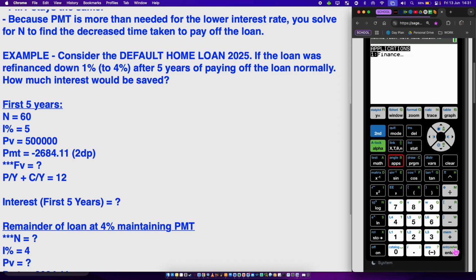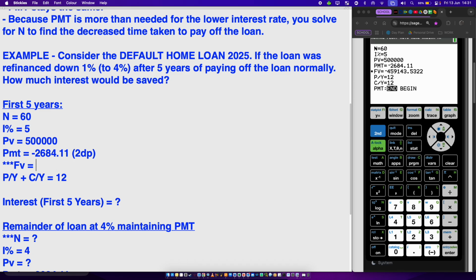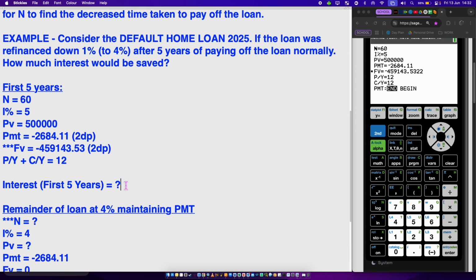So apps, finance, TVM, N is 60, PV is 500 grand, PMT is negative 2684.11, 12 and 12. Solve. So that is telling me at the end of 5 years on my default loan, I still owe the bank $459,143.53 to 2 decimal points. I'll leave the interest calculation till the end.